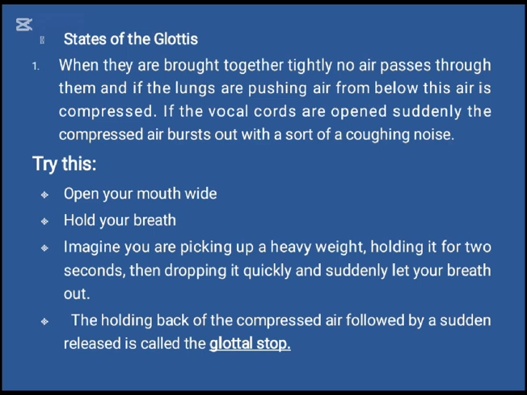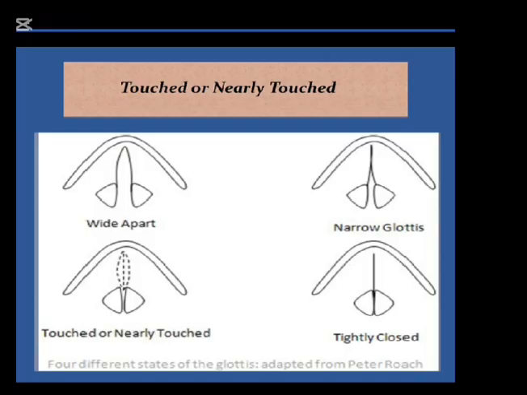States of the glottis. When they are brought together tightly, no air passes through them, and if the lungs are pushing air from below, this air is compressed. If the vocal cords are opened suddenly, the compressed air bursts out with a sort of coughing noise. Try this: open your mouth wide, hold your breath. Imagine you are picking up a heavy weight, holding it for 2 seconds, then dropping it quickly and suddenly letting your breath out. The holding back of the compressed air, followed by a sudden release, is called the glottal stop.